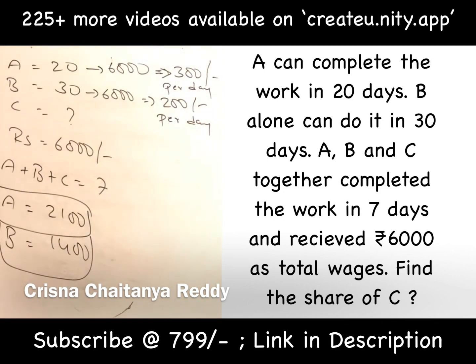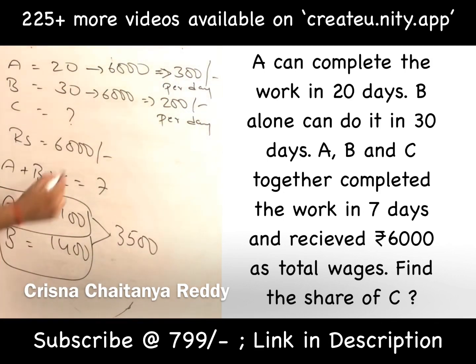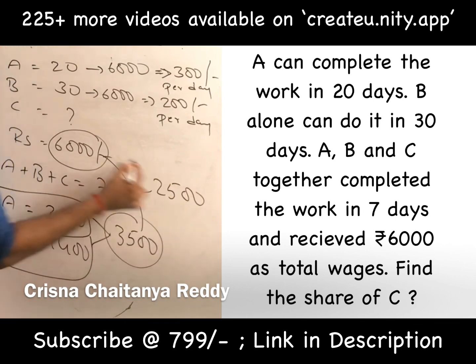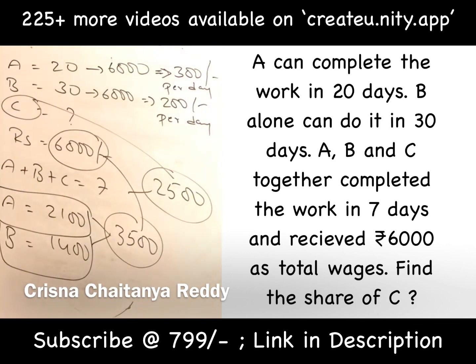Forget about it. A and B together share is 3,500. Even that is not asked. But total share is 6,000. A and B is 3,500. The remaining is 2,500 and that belongs to C. It's as simple as that. The C share is 2,500.